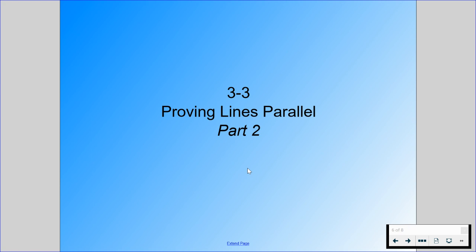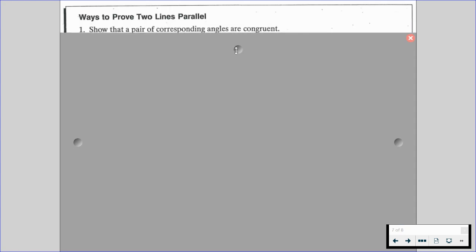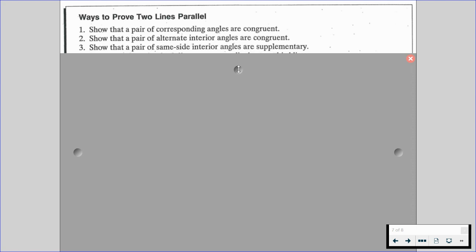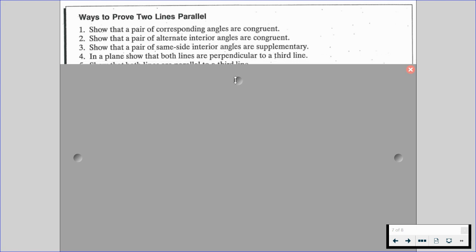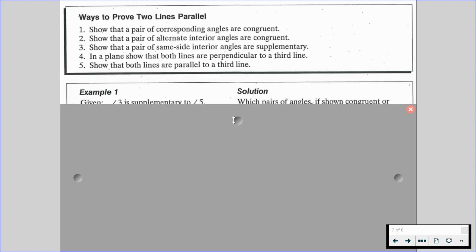Now we're going to be entering part 2 of proving lines parallel, and it's again a summary of what we have been doing prior to this. So again, just some ways to prove that two lines are parallel. We can show that a pair of corresponding angles are congruent. We can show that a pair of alternate interior angles are congruent. We can show that a pair of same-side interior angles are supplementary. We can prove that in a plane, show that both lines are perpendicular to a third line, and we can show that both lines are parallel to a third line.